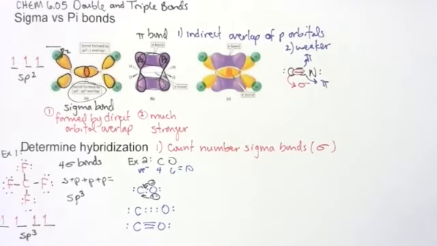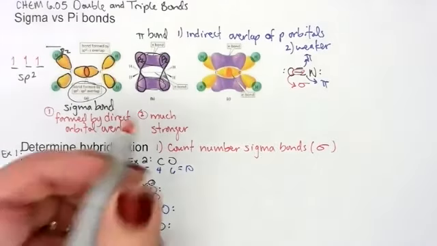Okay, so what I need to do now is determine how many sigma bonds I have. And that is 1. So only this center bond is a sigma bond. This is a pi bond, and this is a pi bond. So I have 1 sigma bond.